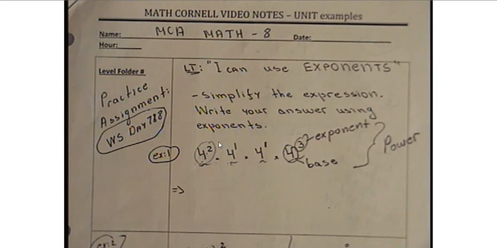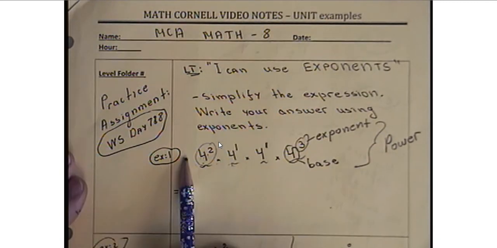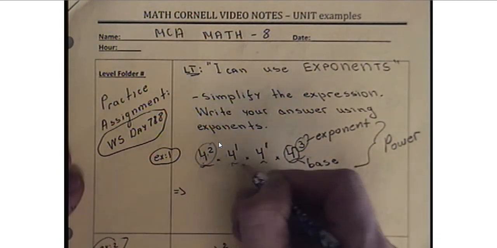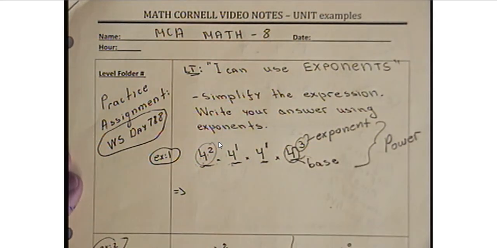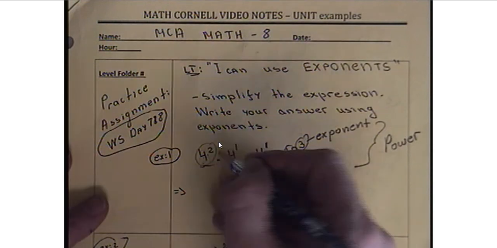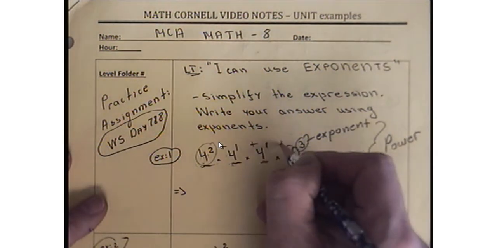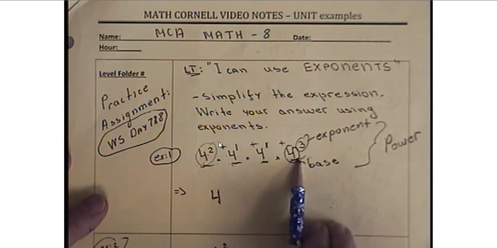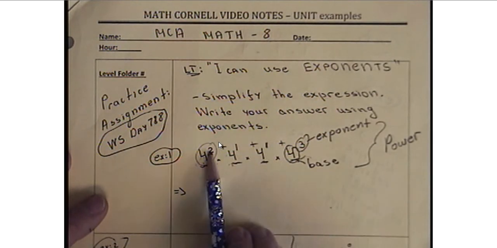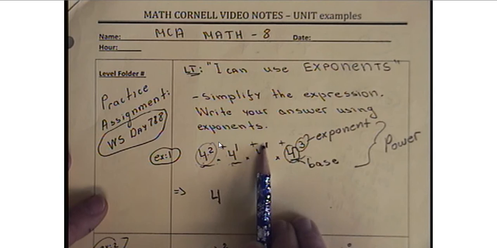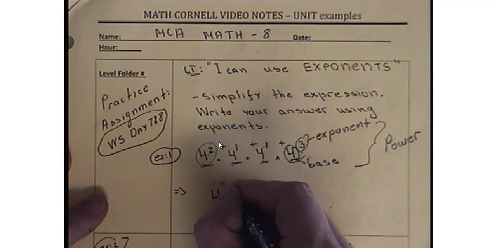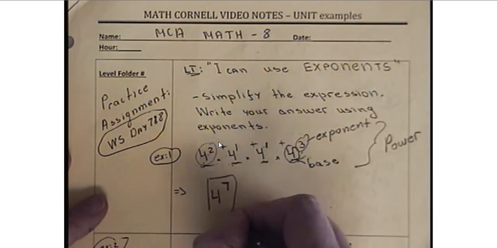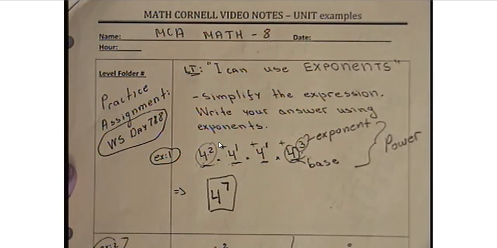Every time you multiply powers with exactly the same base, 4, 4, 4, you add their exponents. So we're adding 2 plus 1 plus 1 plus 3. We write down base 4 and we add the exponents. So 2 plus 1 will be 3, plus 1 is 4, plus 3 is 7. Our simple answer for this will be 4 to the power of 7.